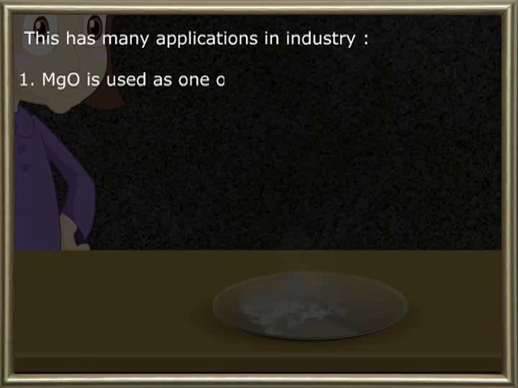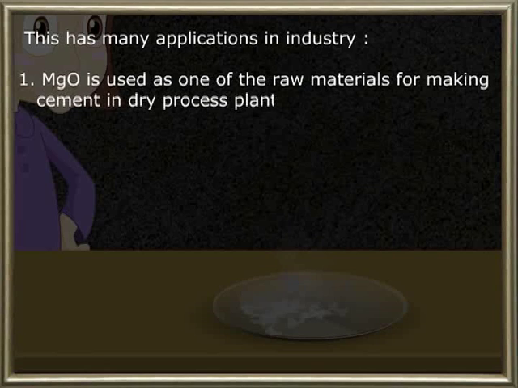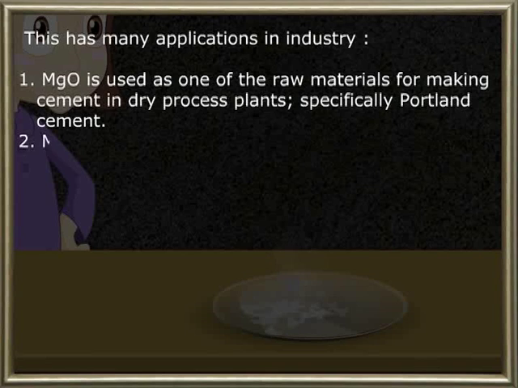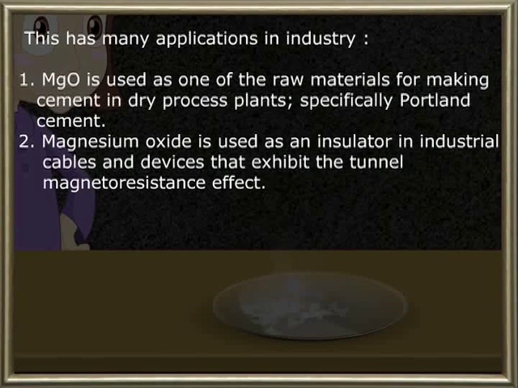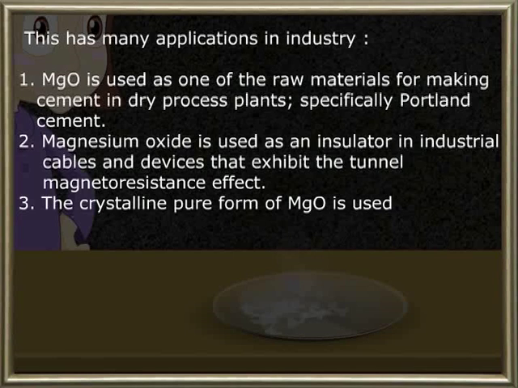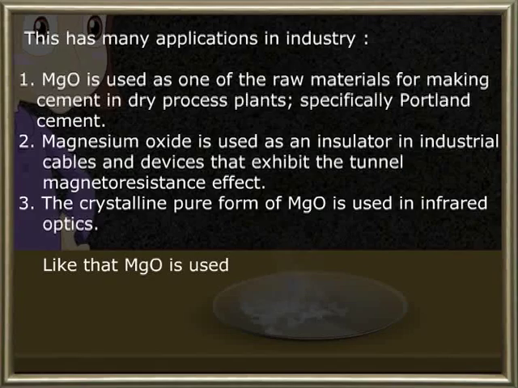Magnesium oxide is used as one of the raw materials for making cement in the dry process plants, specifically the Portland cement. Magnesium oxide is used as an insulator in industrial cables and devices that exhibit the tunnel magnetoresistance effect. The crystalline pure form of magnesium oxide is used in infrared optics. Like that, magnesium oxide is also used in agriculture.